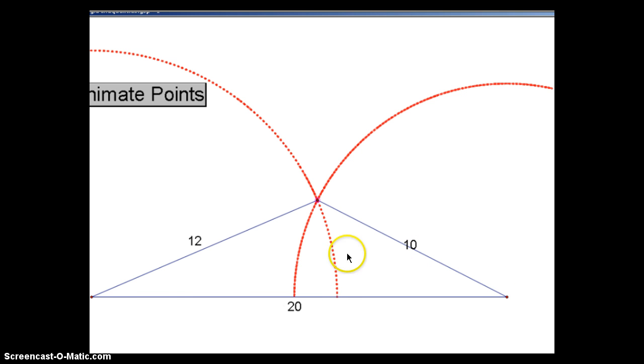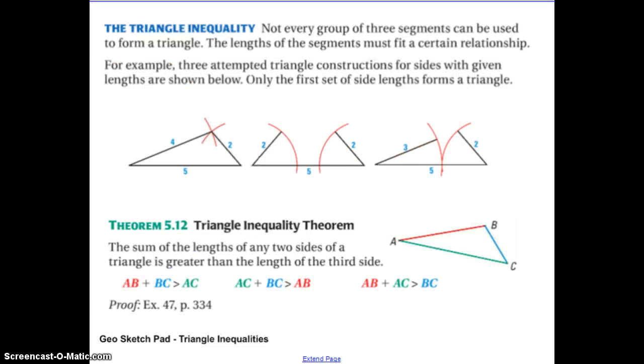Okay, so a triangle with sides 12, 20, and 10 will form a triangle at this point right here, whatever this degree measure is. It's where these two arcs intersect, which we'll look at a little bit later with our protractors. Okay, so this leads into theorem 5.12, the triangle inequality theorem.